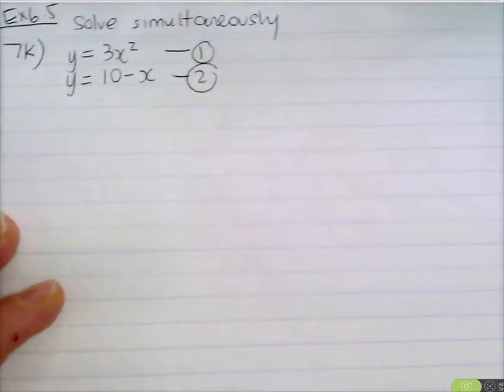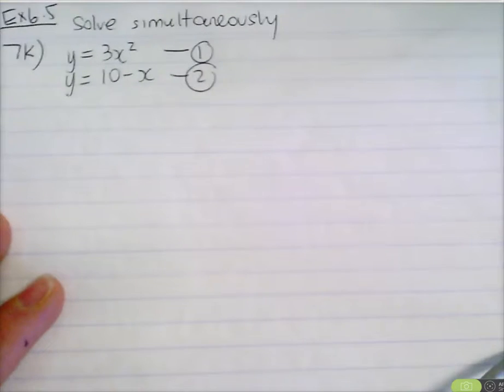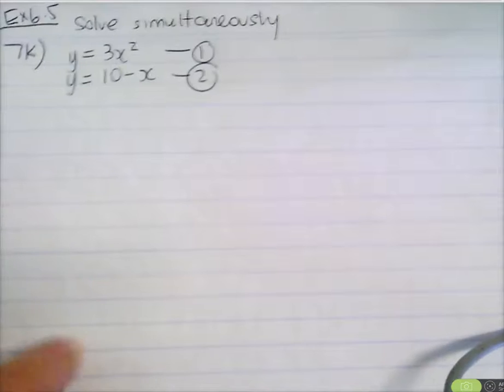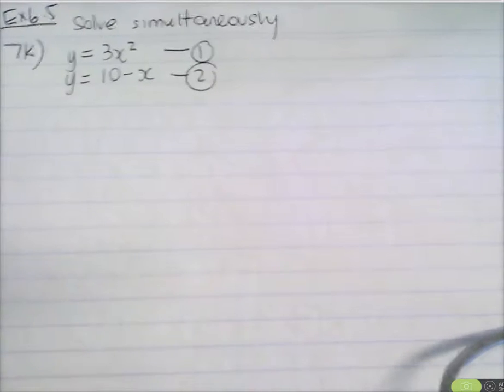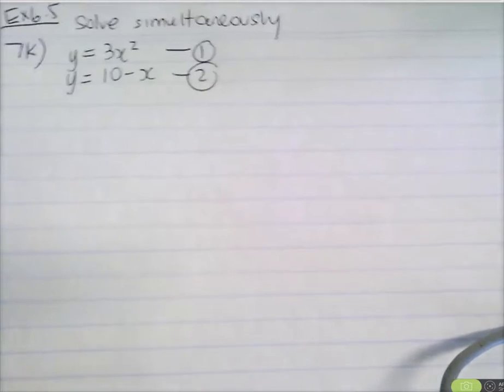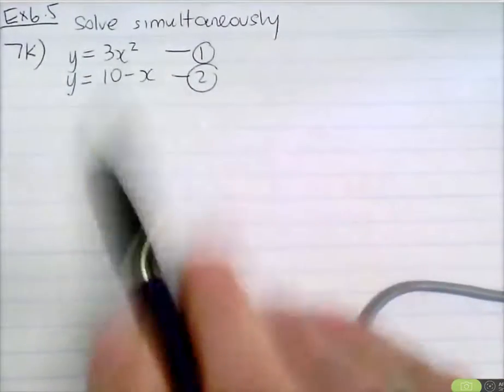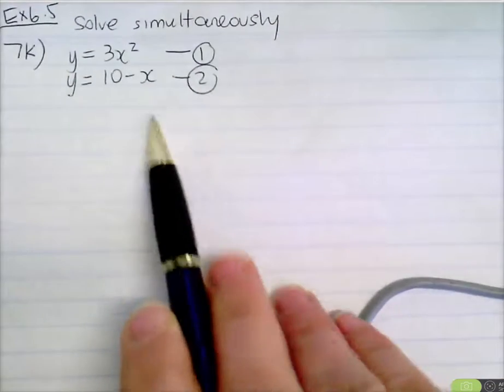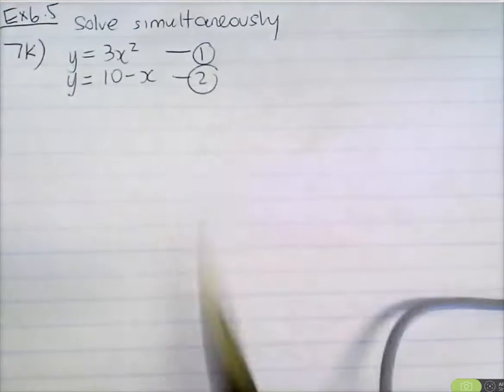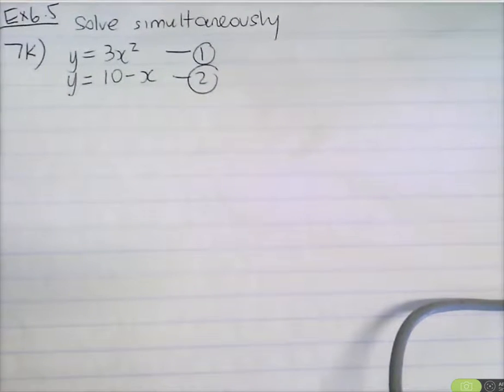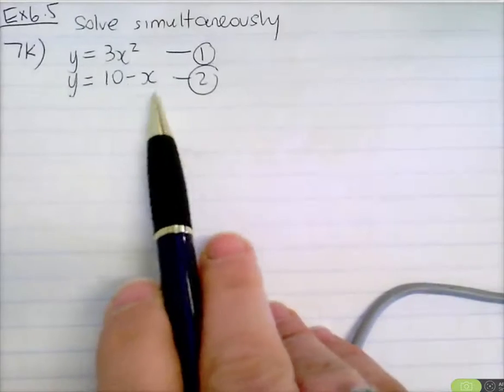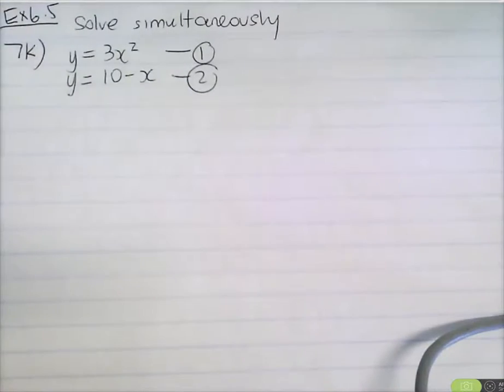This is exercise 6.5. Just redoing this question because I missed out a little bit of it yesterday. So in exercise 6.5, question 7, you have to solve equations simultaneously. You'll notice that one of them is a quadratic equation because it's got an x squared, and the other one is a linear equation because it's just y with an x. Now these are fairly easy. These are always done by substitution. So whenever you're solving quadratic equations with a normal linear equation simultaneously, it's always by substitution.